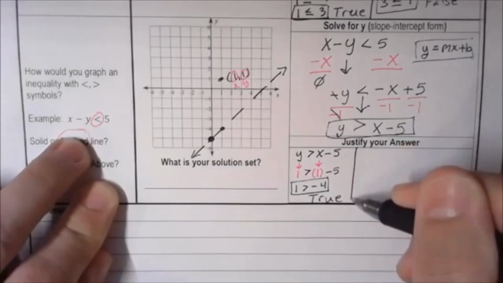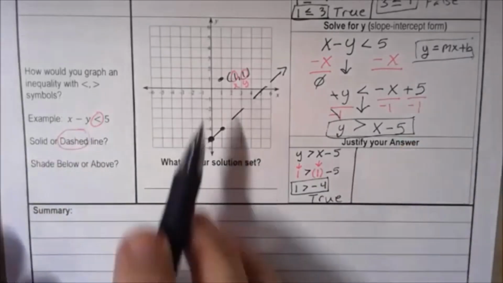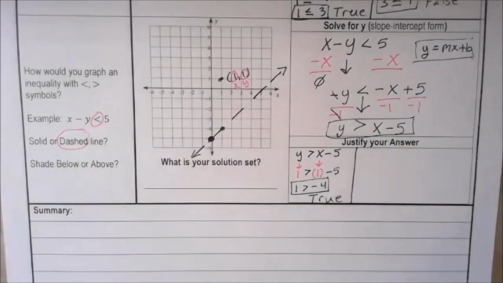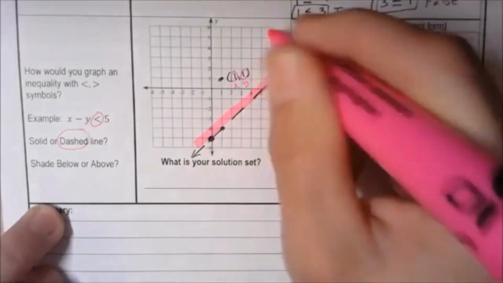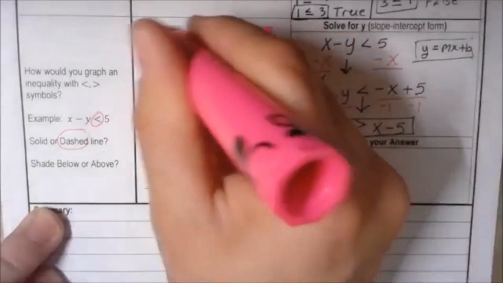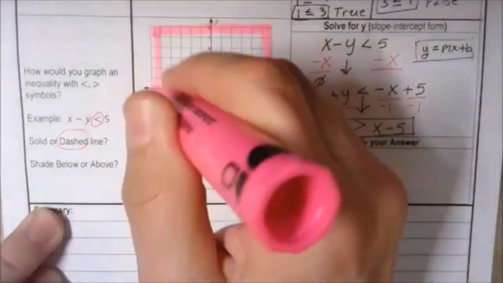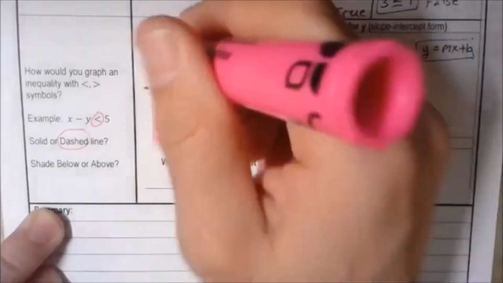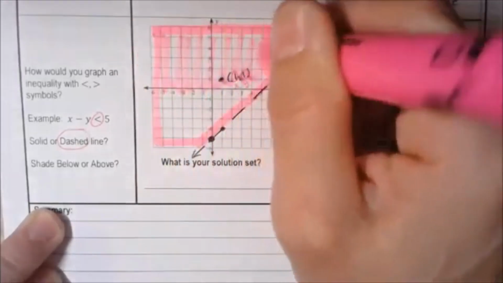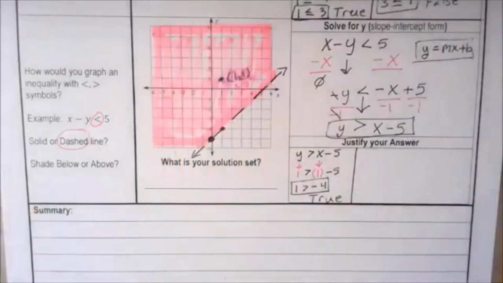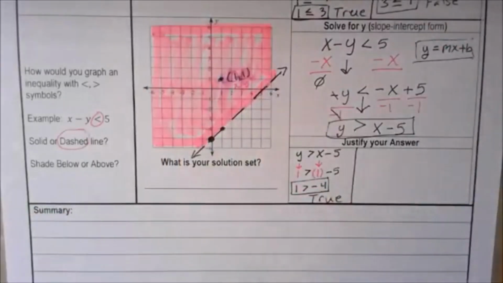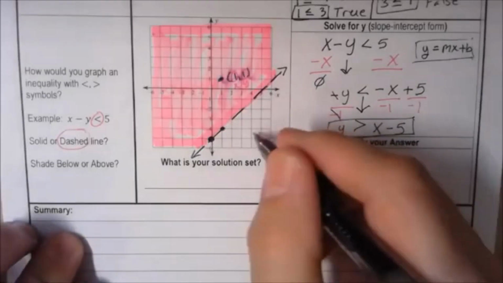Now, on the other hand, right, we know that this side's going to be shaded now. So I'm going to go ahead and shade it right quick. That means any point in here is a solution. So I'm going to go ahead and prove that any point over here would be false.